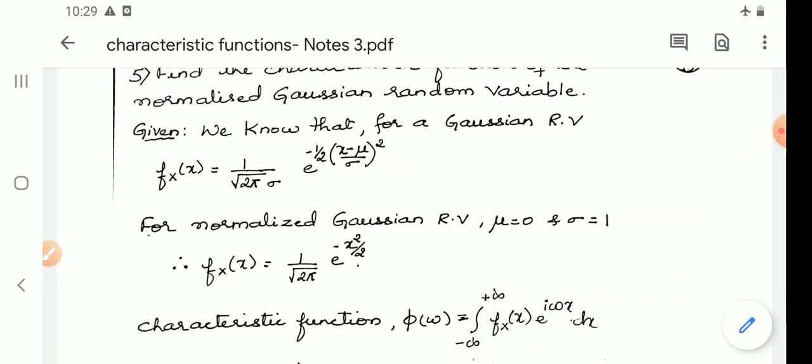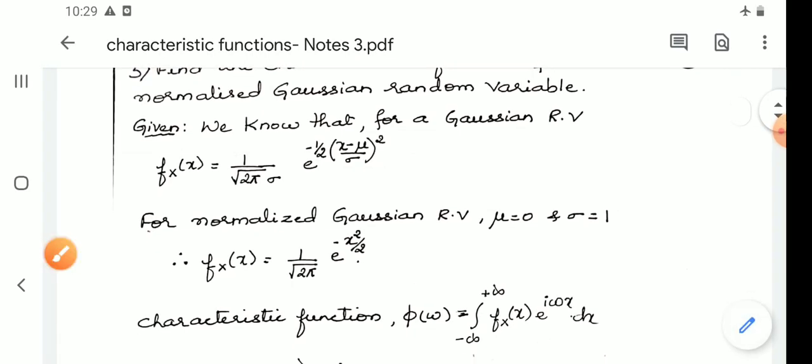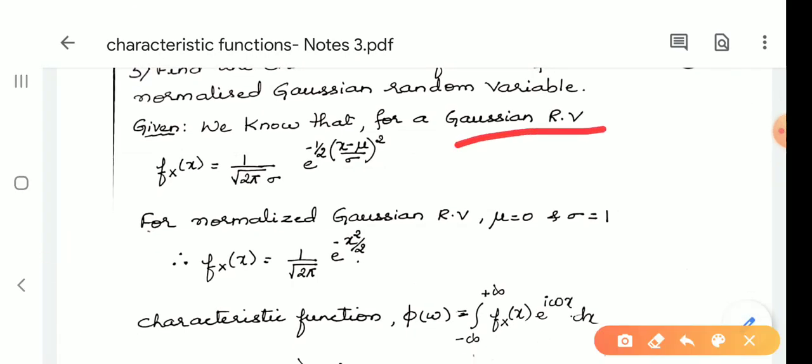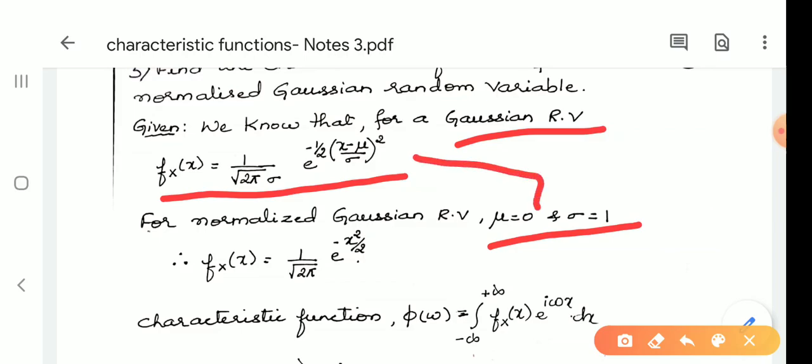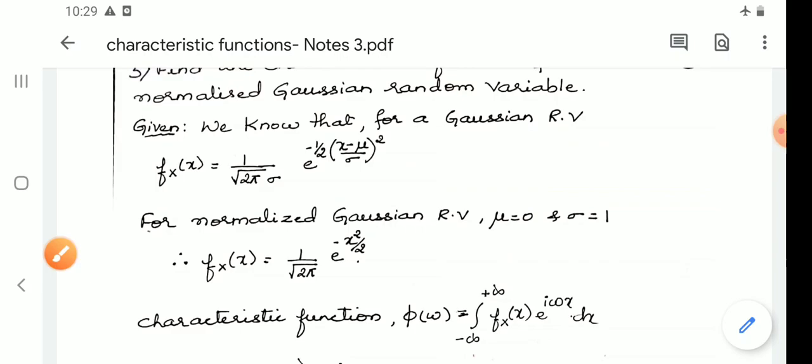For this we have to consider the Gaussian random variable. In Gaussian random variable, fX(x) is given by 1 by square root of 2 pi sigma e to the power minus half into ((x minus mu) by sigma) whole square. For the normalized Gaussian random variable, mu is equal to 0 and sigma is equal to 1. When we put this value in the above equation, fX(x) becomes 1 by square root of 2 pi into e power minus x square by 2.